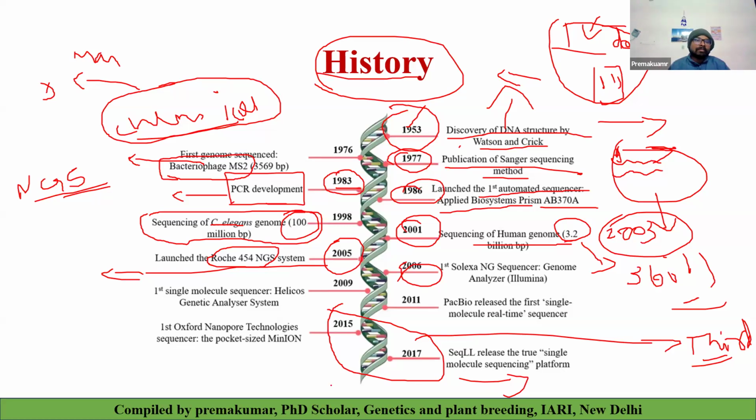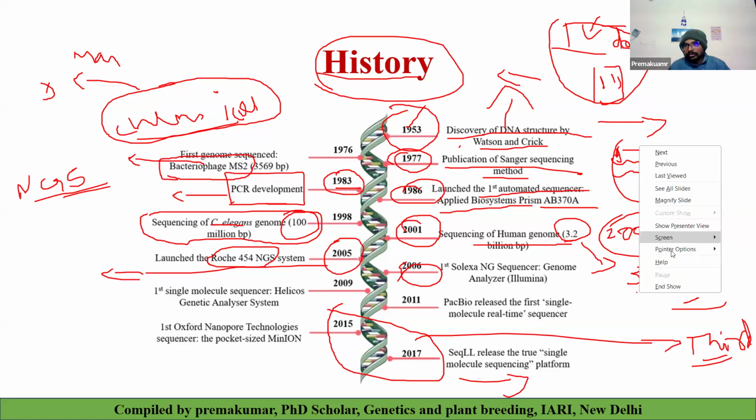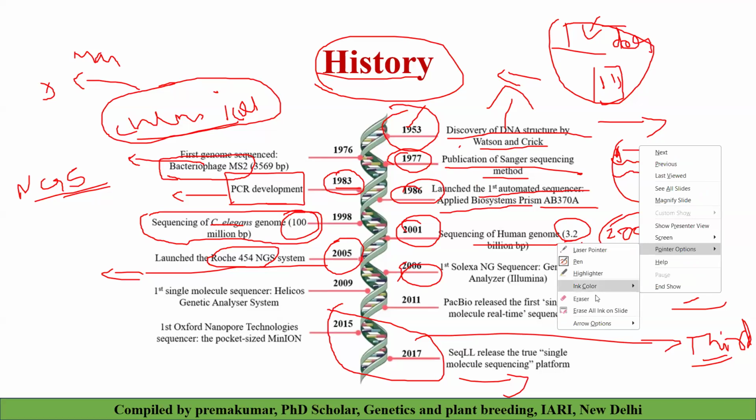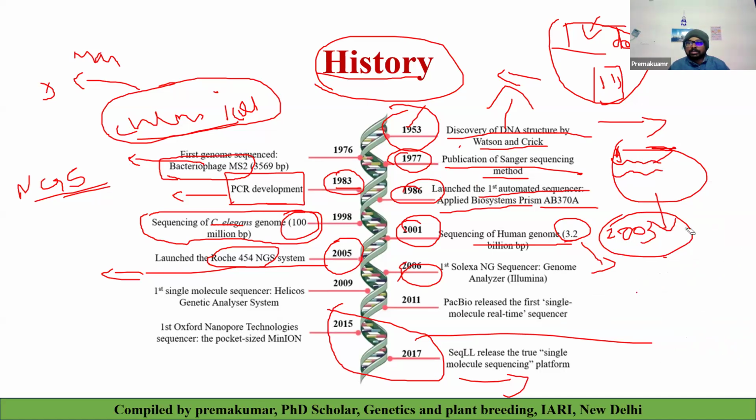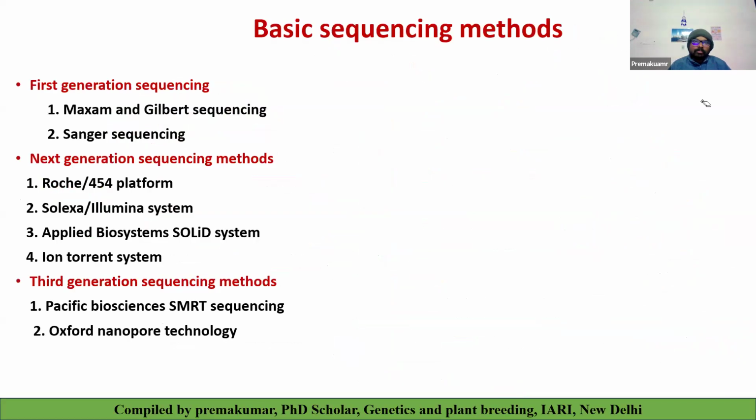Which sequencing method is used most in every lab? Illumina, we are using the Illumina sequencing platform, because it's cost effective. It's very cheap. Then when you look at the different types of sequencing, there are three major classifications of sequencing.